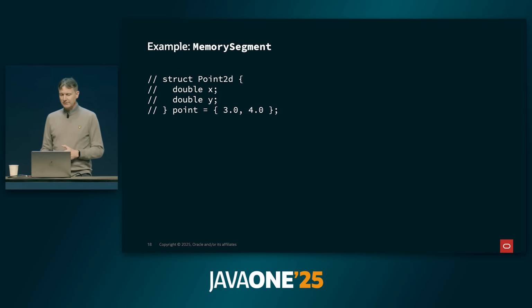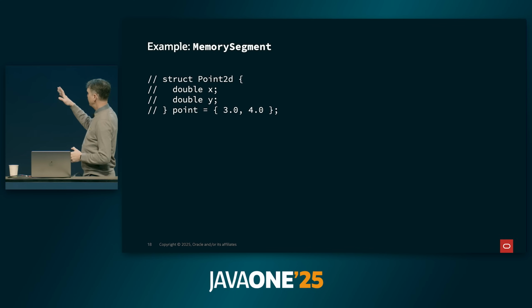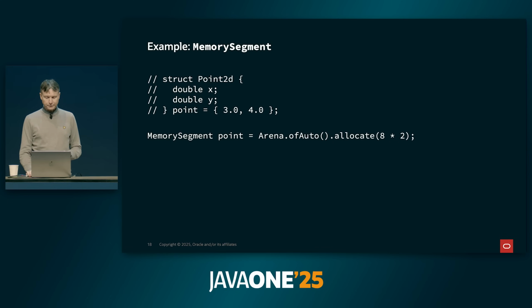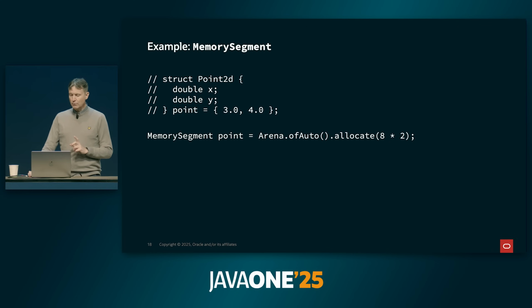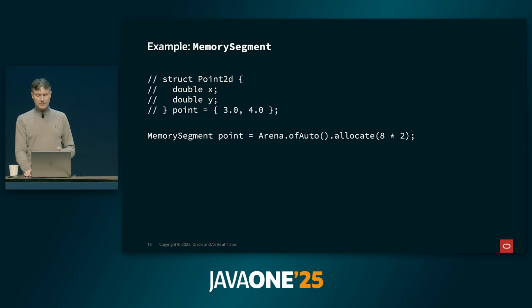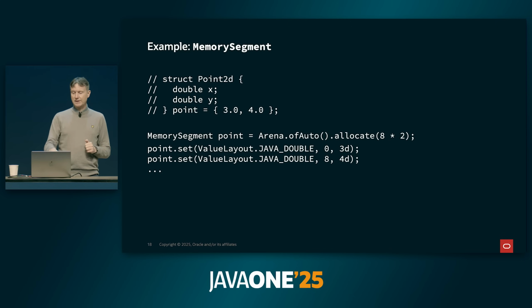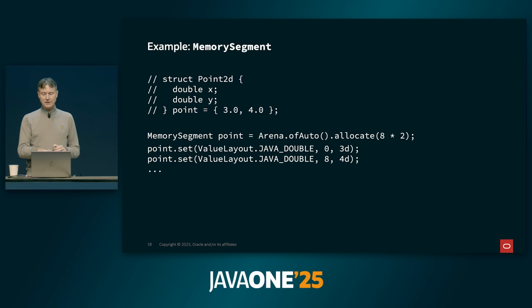So here is an example. Let's say I have a C struct much like this. There is a double with the name x, another double with the name y, and then I instantiate a point with the sides 3 and 4. Don't worry about this arena stuff right now. I'm going to talk more about that later. But here I allocate two doubles. A double is 8 bytes, and there are 2 of them, so therefore 8 times 2. And then I can set a double value at index 0 to 3, and set another double value at index 8 to 4. So that is a mechanical way to use a memory segment.